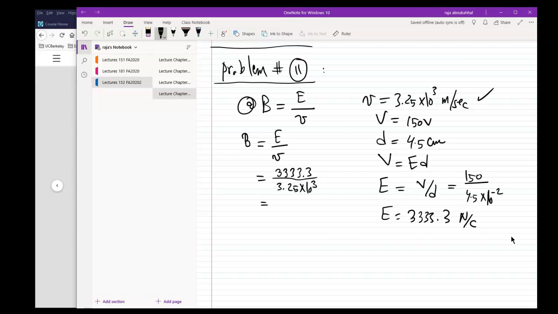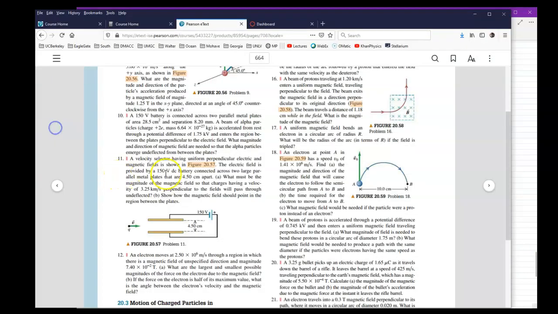And when you calculate that, 3333.3 divided by 3.25 exponential 3. Answer: 1.02 Tesla. Okay, there we go. I got the magnitude of the magnetic field. Okay, that's part A. Part B.